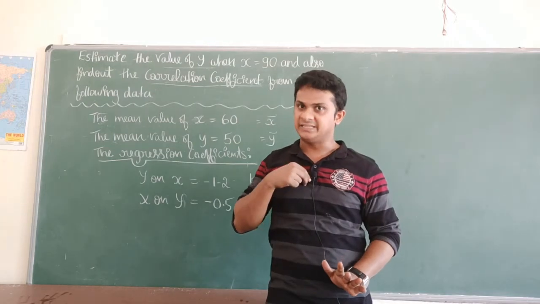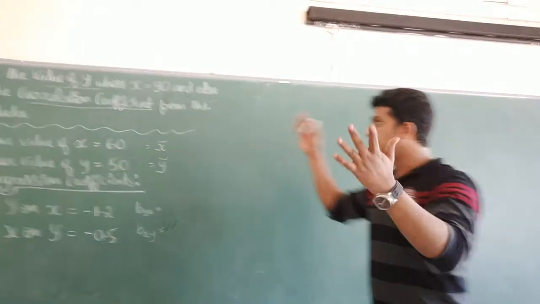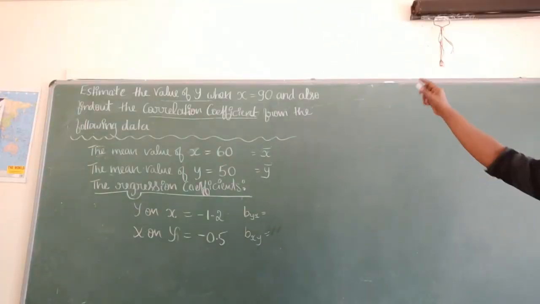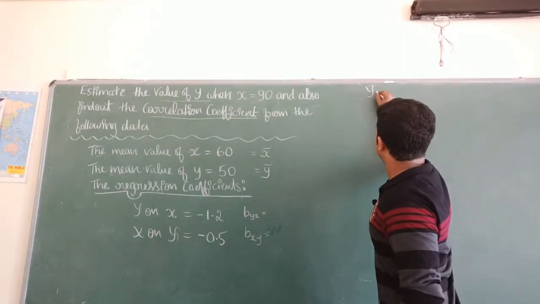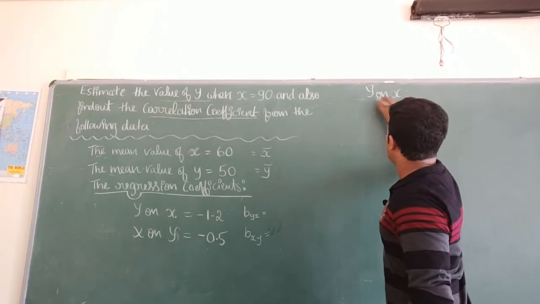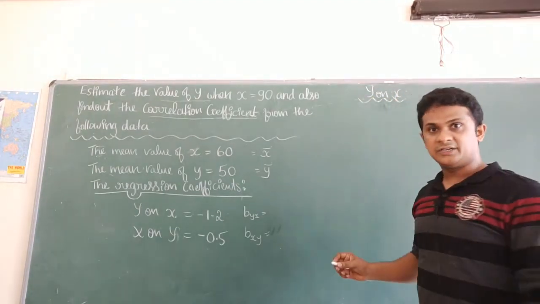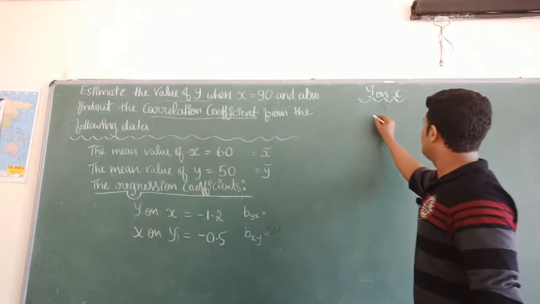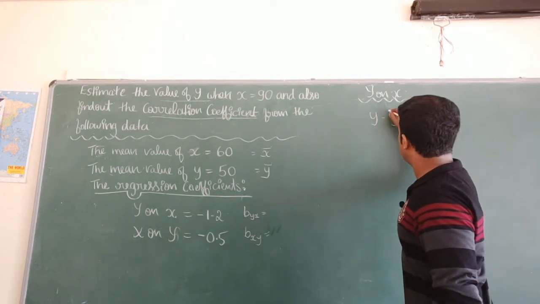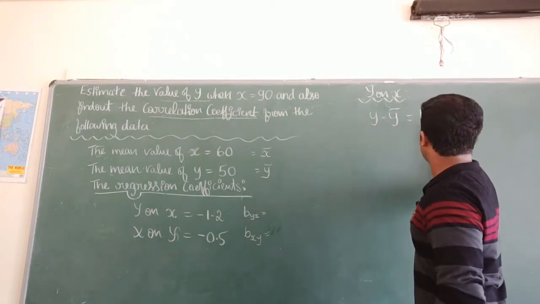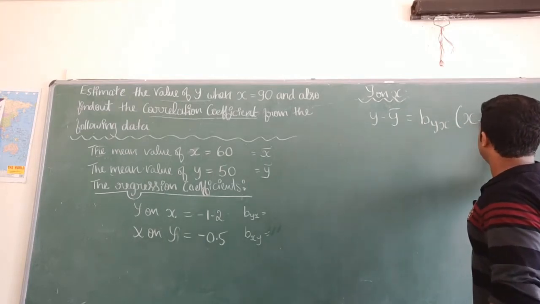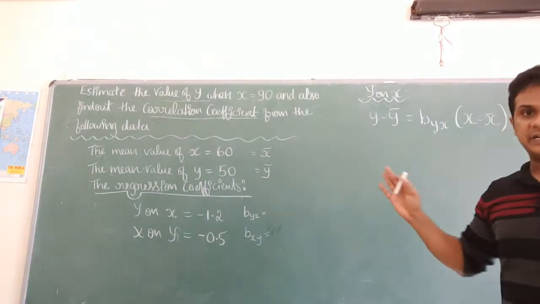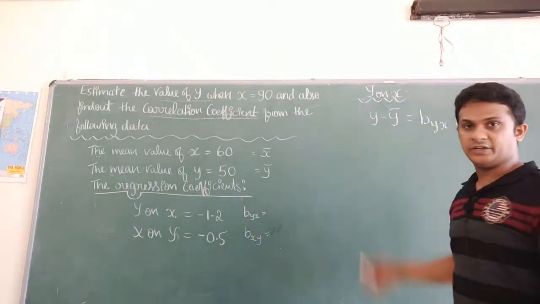Let us do that next. Okay, we'll proceed towards our computation. I said we need to find which equation? We need to find the y on x equation under the arithmetic mean method, right? So how does it appear? We write it like y minus y bar is equal to b of yx into x minus x bar. So this is our arithmetic mean equation under y on x, right?